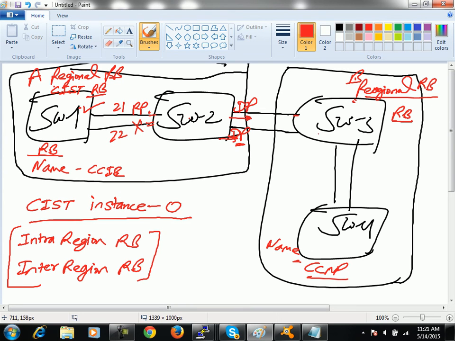Fine. Now switch 3 knows very well that it is the regional root bridge, but for CIST, tell me, of course switch 1. For CIST, switch 1 is working as the root bridge.